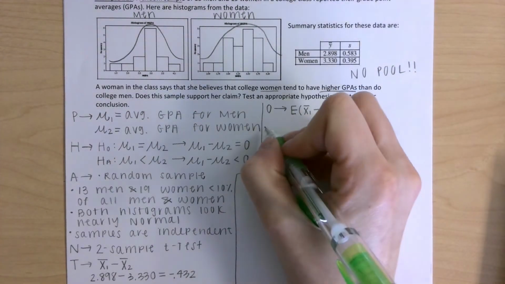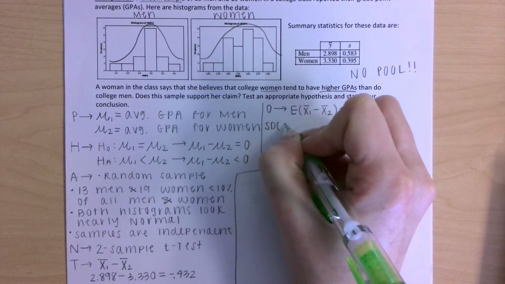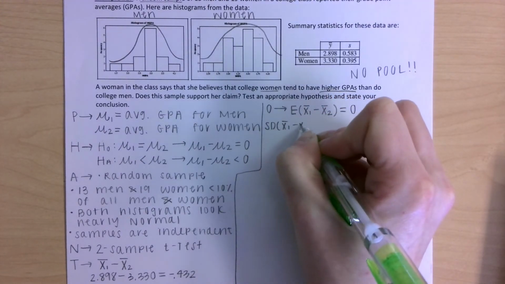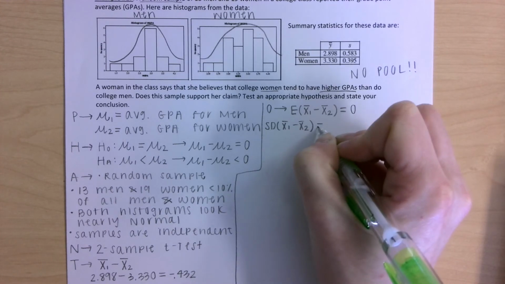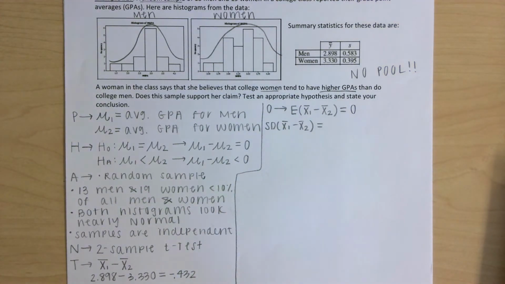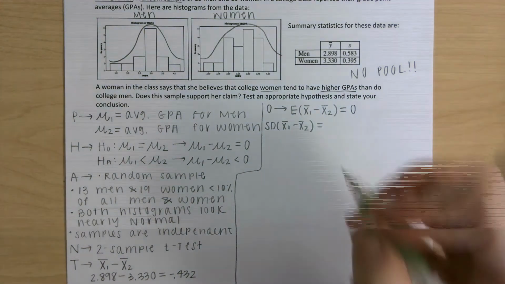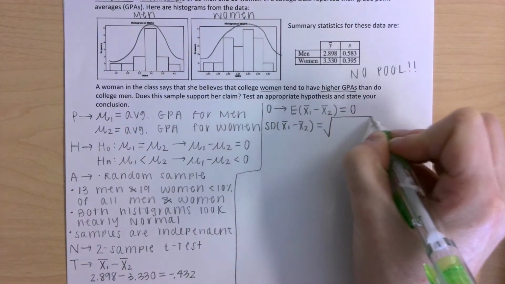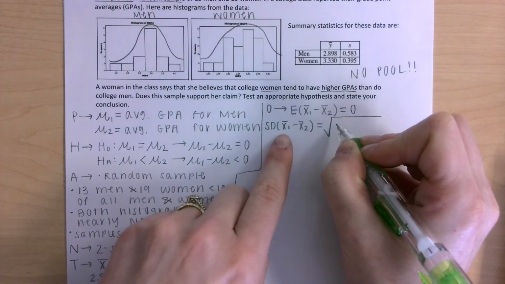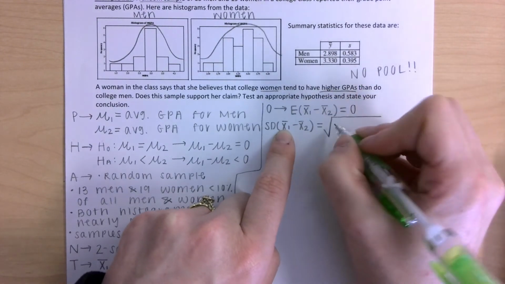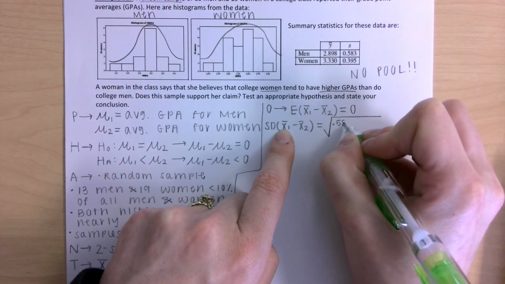Okay, the next thing that I would need to do is find my standard deviation. To find the standard deviation, we're going to use the formula we talked about above. So that was my big square root. I'm going to take the standard deviation for my first group, so men, so 0.583.